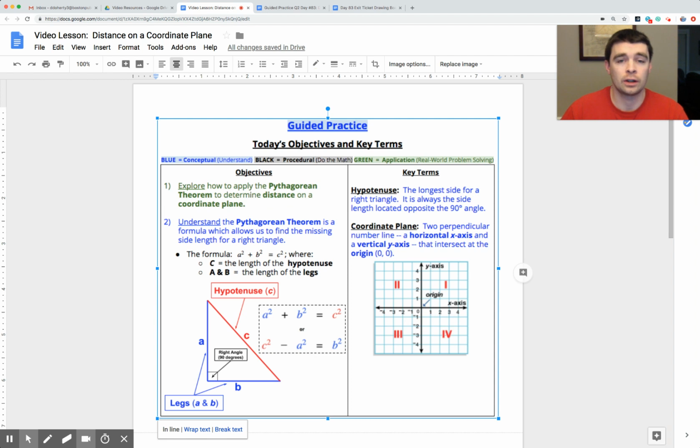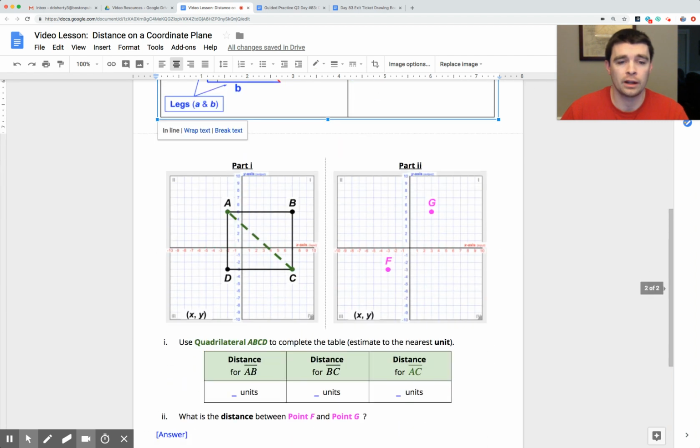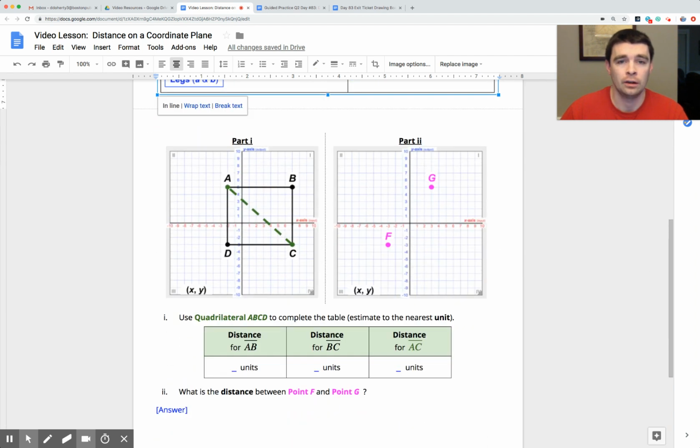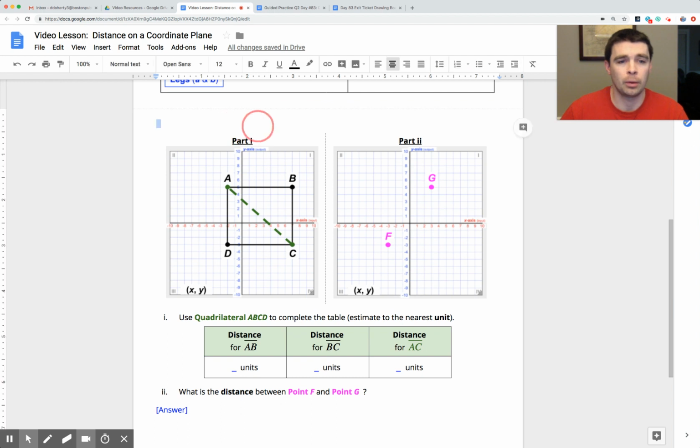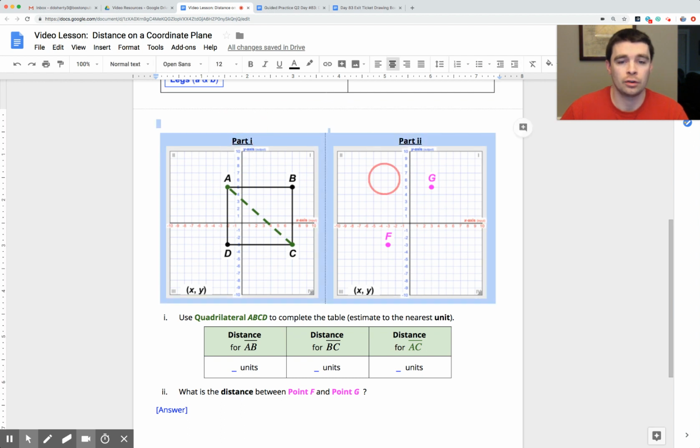So let's take a look at the two examples we're going to work through today. They're a little bit more challenging. The main reason, you see for both part 1 and part 2, the diagonal lines we're finding cut across a bunch of quadrants. It's more difficult now because we have negative numbers in the coordinates.